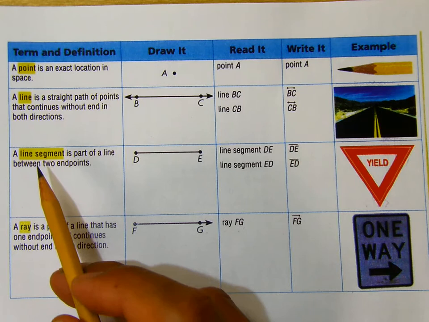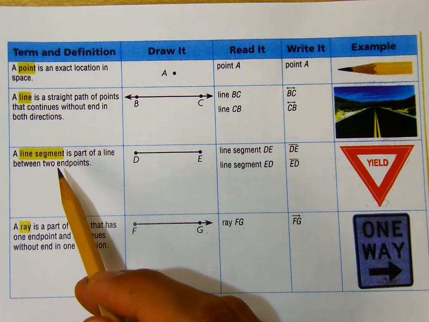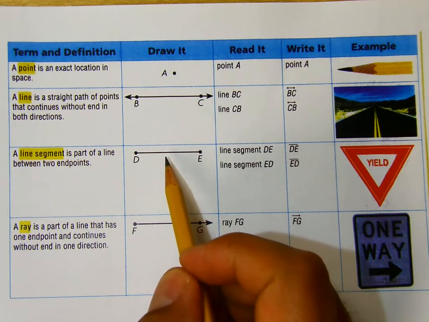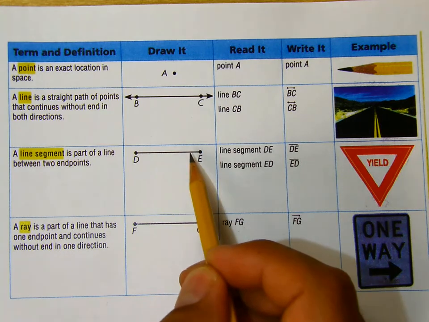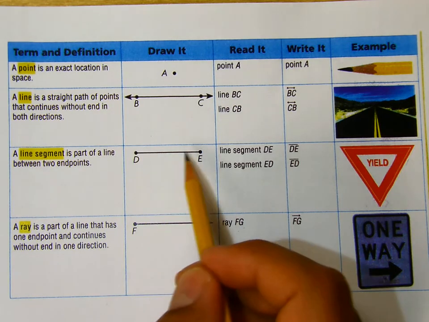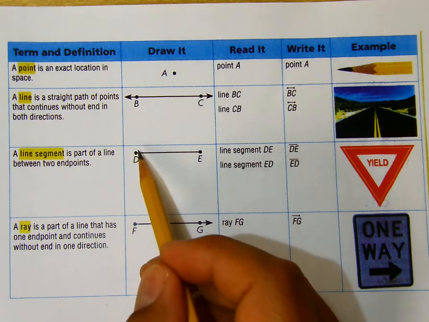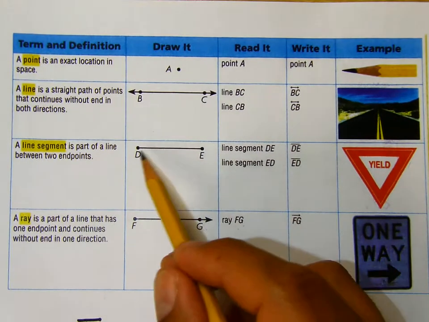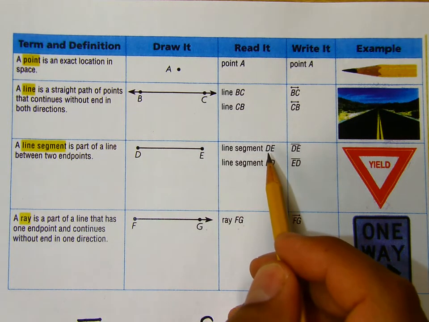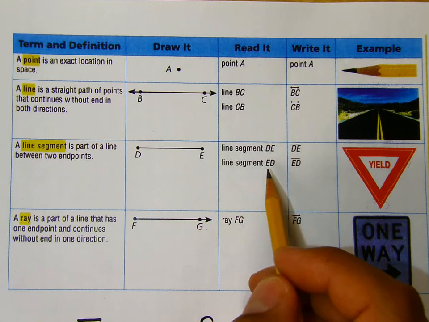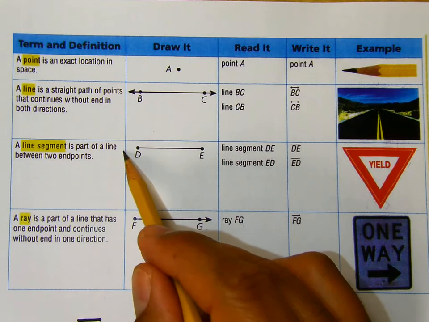The next term that we need to know is line segment. A line segment is a part of a line between two endpoints. So this one, unlike the line, does not go on forever. It starts here and it stops here. It has an end point and a starting point. Or it can start here and end there. So they use the points D and E. So this is line segment DE. So we can call it line segment DE, or we can call it line segment ED, because you could start here and go this way, or you can start here and go that way.